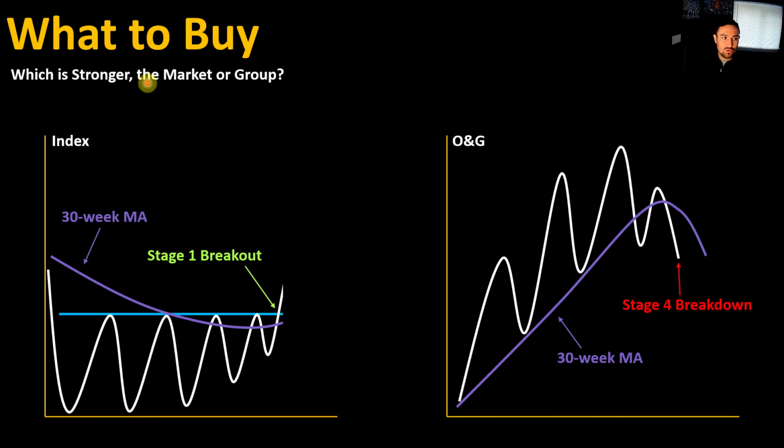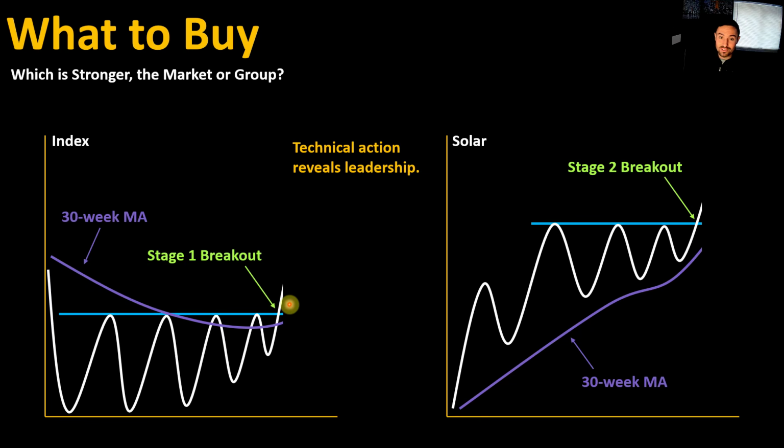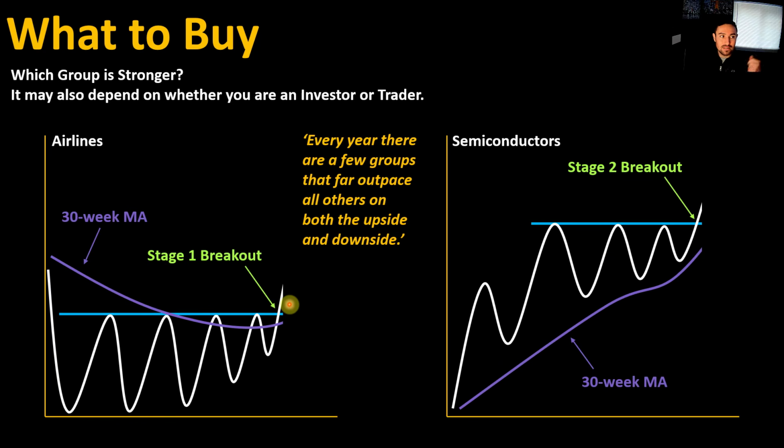Now, which is stronger, the market or the group here? Which group or which area would you rather be looking in? Well, if we look at the index here, it's coming out of a stage 1 base into stage 2. And if we look here, we've got oil and gas. So oil and gas, head and shoulders top for a stage 3, and then it's in a stage 4 breakdown. So you probably, in this instance, don't want to be looking at oil and gas stocks that have just gone into a stage 4 breakdown. There are probably going to be much better areas of the market to be looking at, say solar, for instance, if solar was looking like this. Now let's do another one.